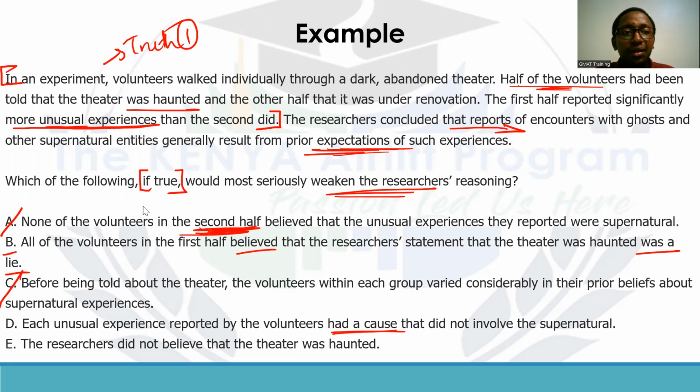So these cannot really weaken the argument, because we know that it's talking about reports of encounters with ghosts resulting from prior expectation of such experiences. They do not know, so this can't count if the researchers did not believe that the theater was haunted. So again, the belief of the researcher here isn't important. What is important is the belief of the volunteers. So this is not relevant, out of scope. And now we have answer is B.